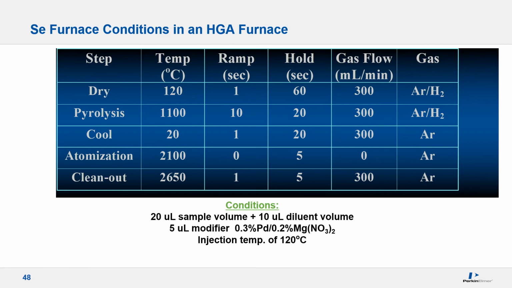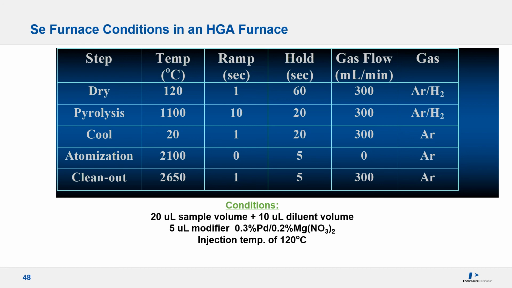Let's start with the HGA design. We will always perform drying and charring with the mixed gas, but need to purge the furnace and switch back to just argon for atomization and cleanout. In this design, we use the pre-atomization cooldown step to perform this function.